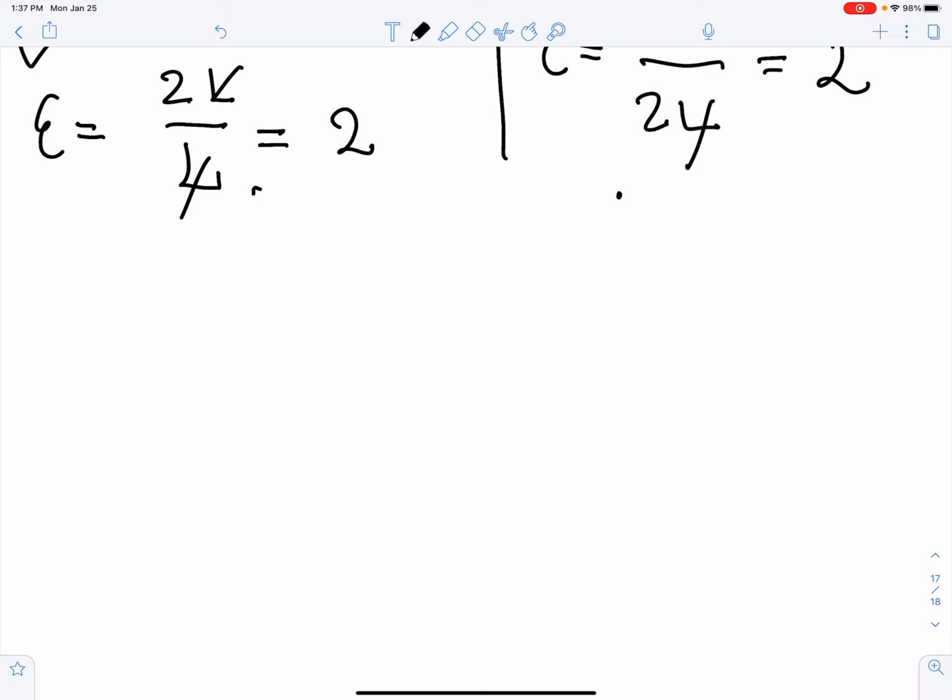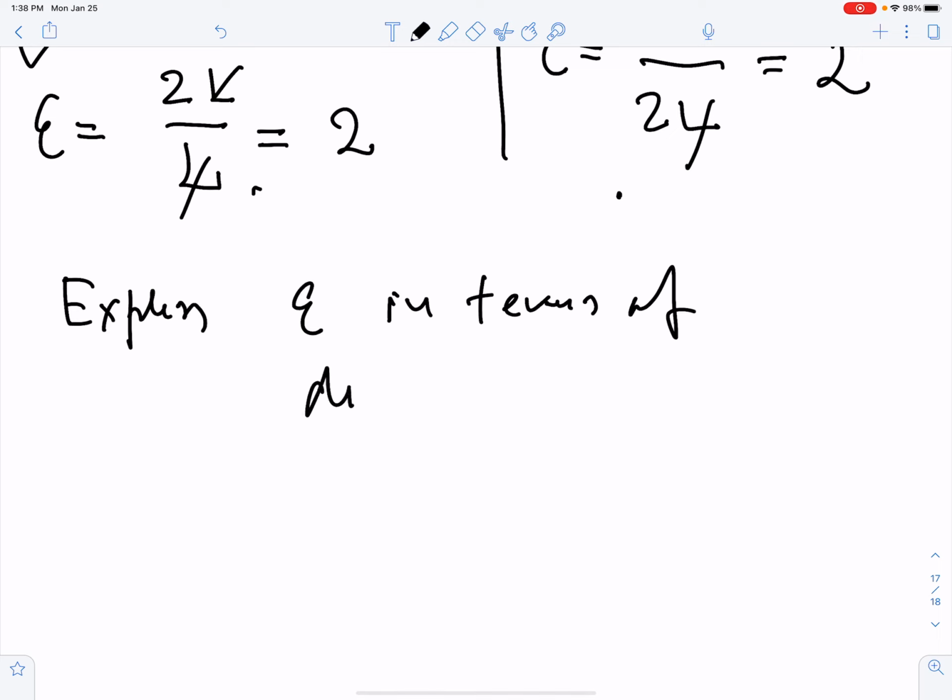And so then what you want to do is express the strain in terms of displacements. So let U denote the displacement.